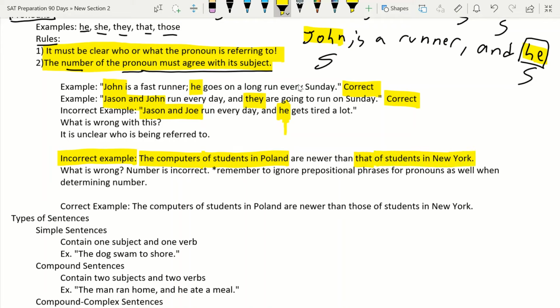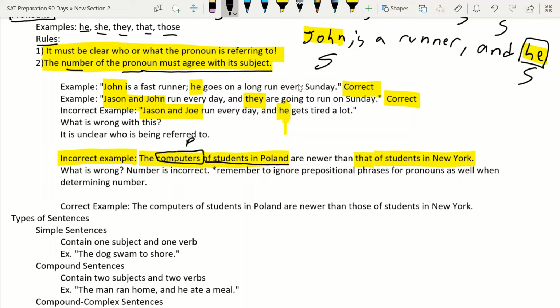So I'm going to mark it up and show you what I see. I see computers is my subject, right? That's my subject. It's a plural subject. Some of you may have thought students is your subject. Well, here's why it's not. We have "of students in Poland."